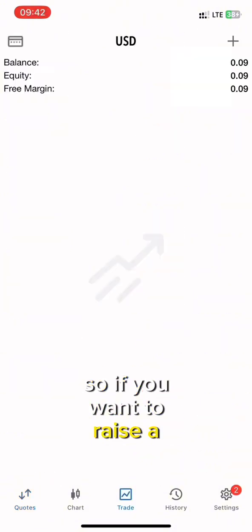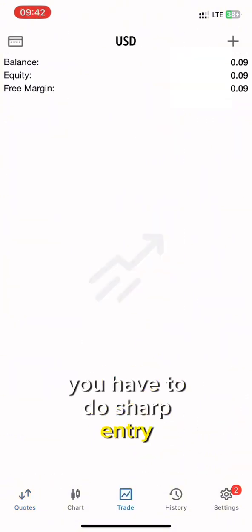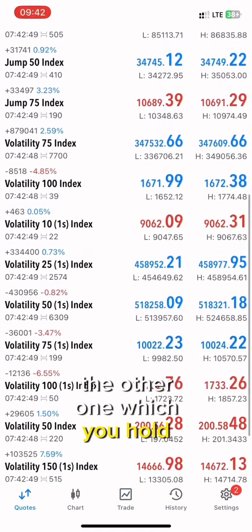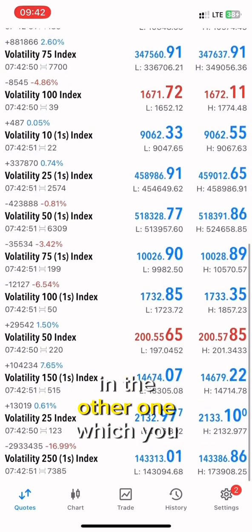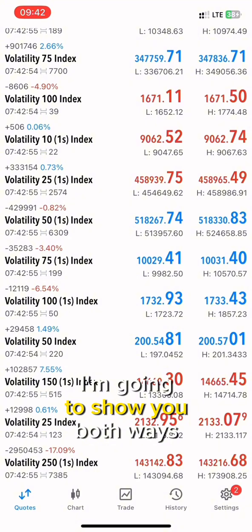So if you want to raise a very small account like this one, you have to do sharp entry. There are 2 types of sharp entry method: one which you hold for long hours, and the other which you scalp for very short seconds. So in this video I'm going to show you both ways.